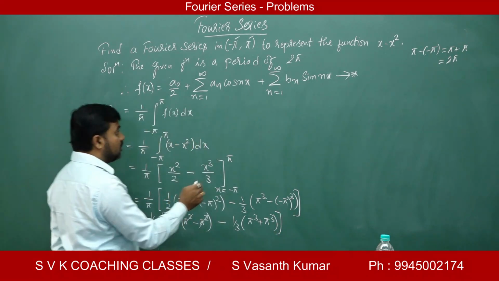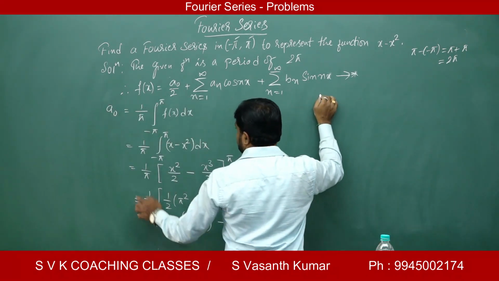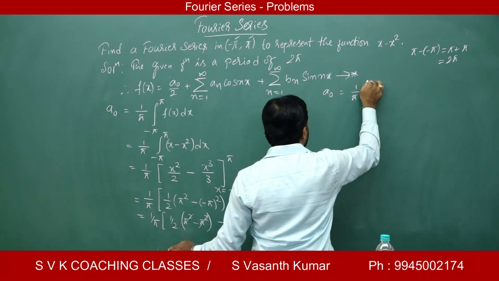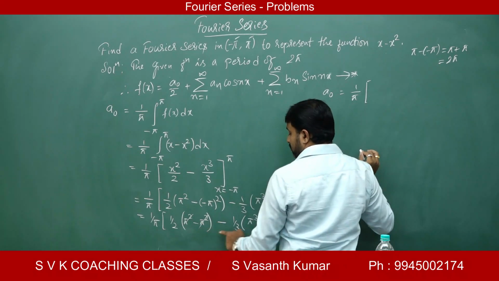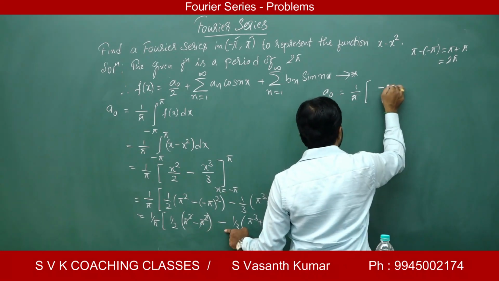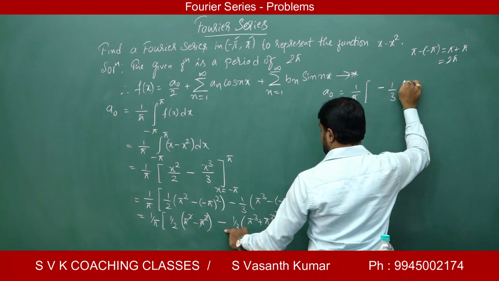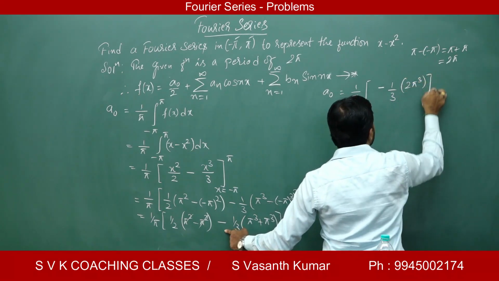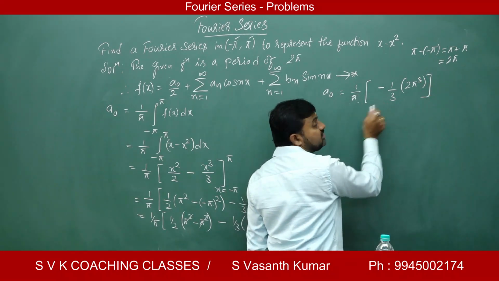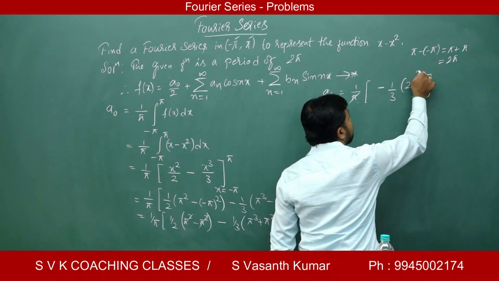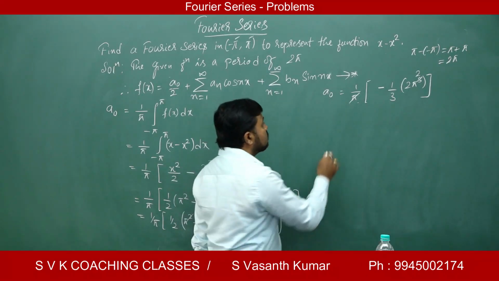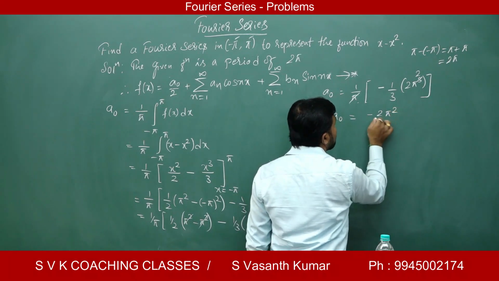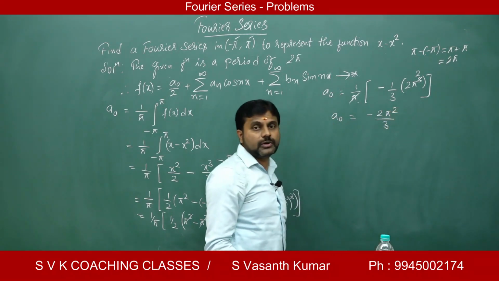So what is a naught? Now a naught is equal to 1 by pi, this term is 0, minus 1 by 3 times of 2 pi cube. As these two are products, we can cancel one term of pi, leaving pi square. So a naught is minus 2 pi square by 3.